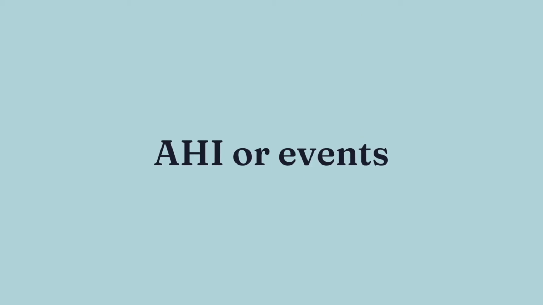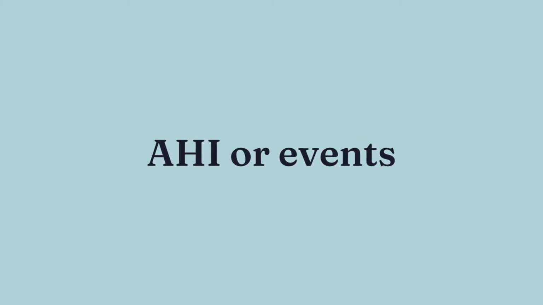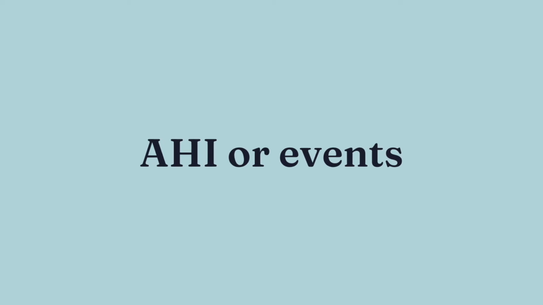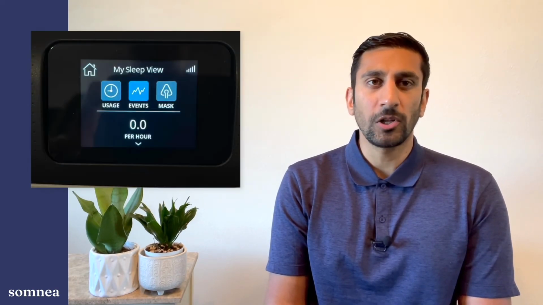Next, you can see events per hour, or AHI, apnea-hypopnea index. These are numbers telling you how many breathing disturbances you had on average during the night. Your machine counts all of these disturbances over the night and divides that by the time you used your machine to get a reading that is events per hour.